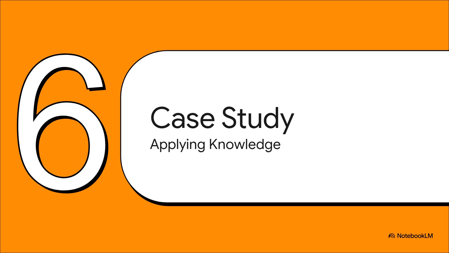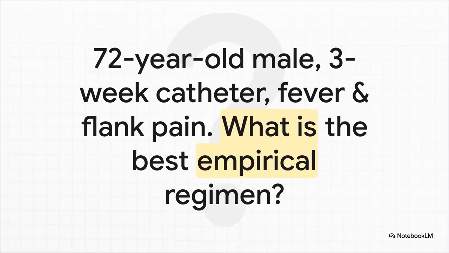Okay, theory time is over. We've walked through the disease, the diagnostics, the bugs, and the treatments. Now let's see if we can apply all that to a realistic clinical case. So here's our scenario. You have a 72-year-old man. He's had a catheter in for 3 weeks, and now he's got a fever and flank pain. The culture results aren't back yet. Looking at those options, what's your first move? What's the right empirical choice here?